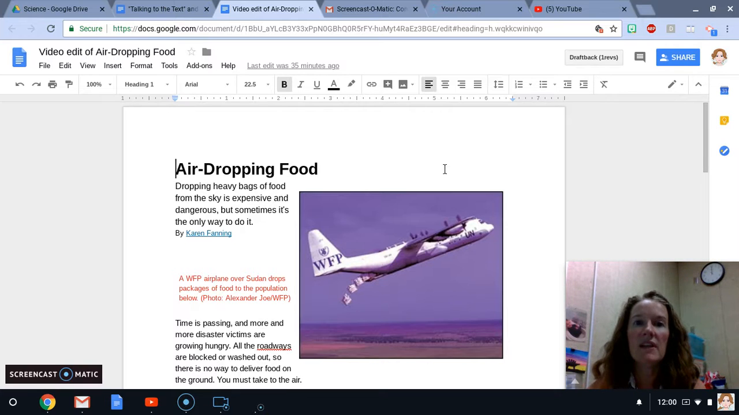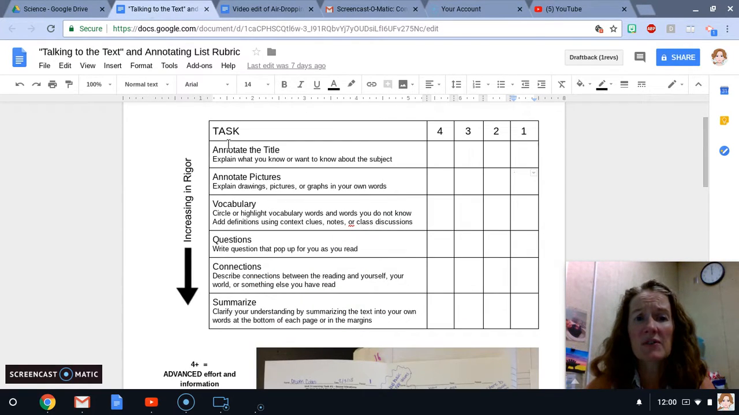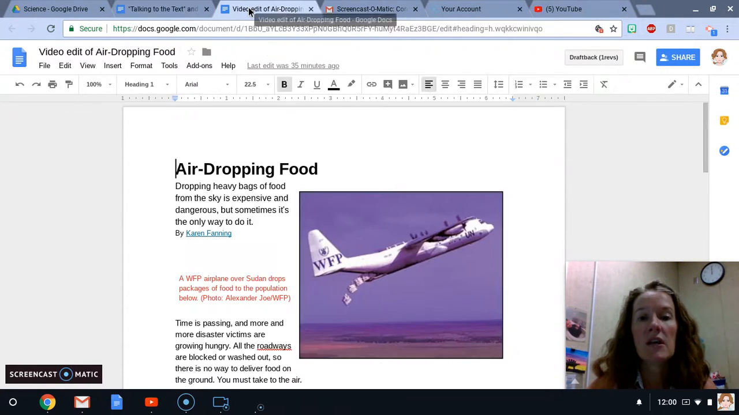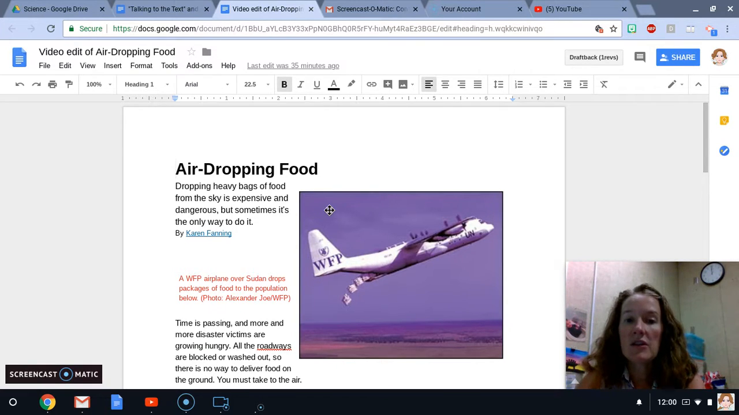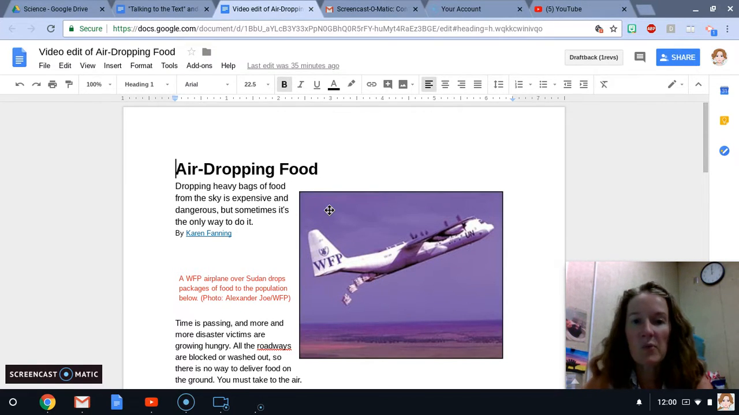It's really important that you have pictures in there for kids because pictures help our visual learners also understand what's happening. And part of our annotation guide is annotate the pictures, explain drawings, pictures, graphs in your own words. So you could also have kids look at this picture and write down, what do they think is happening? There are some questions that automatically come up for me as an 8th grade student. Maybe, what is UN? I know what UN is as an adult, but thinking from the mind of an 8th grader, what is UN? What is WFP? And those are some questions that they could write on the side.